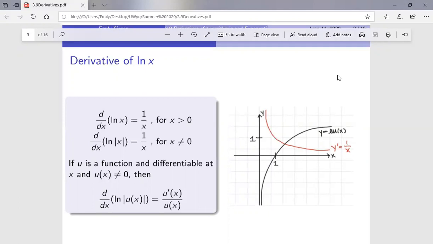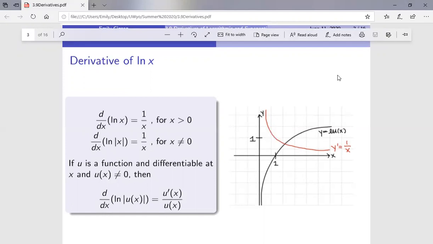But if we are saying, hey, I've got a problem where I can't put in negative values, well, we can always take the absolute value of whatever's going on inside. So d dx of the natural log of the absolute value of x is equal to 1 over x, as long as x doesn't equal 0. So our domain in this case is negative infinity to 0, excluding 0, and then 0 to positive infinity.